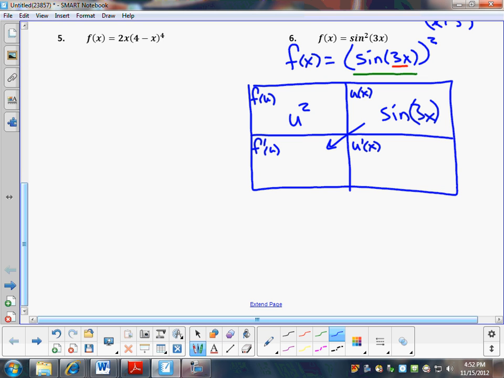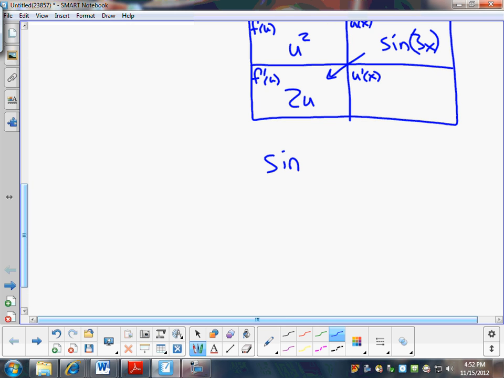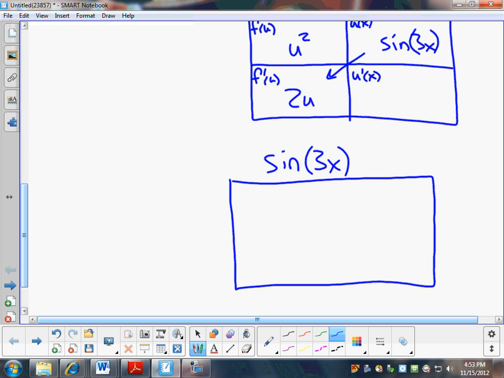Take the derivative. Derivative of u squared is 2u. Derivative of sine of 3x, we don't know. It requires a chain rule. So, sine of 3x. Chain rule. F of u of x, f prime of u prime of x. U of x in this situation is 3x. F of u is sine of u.